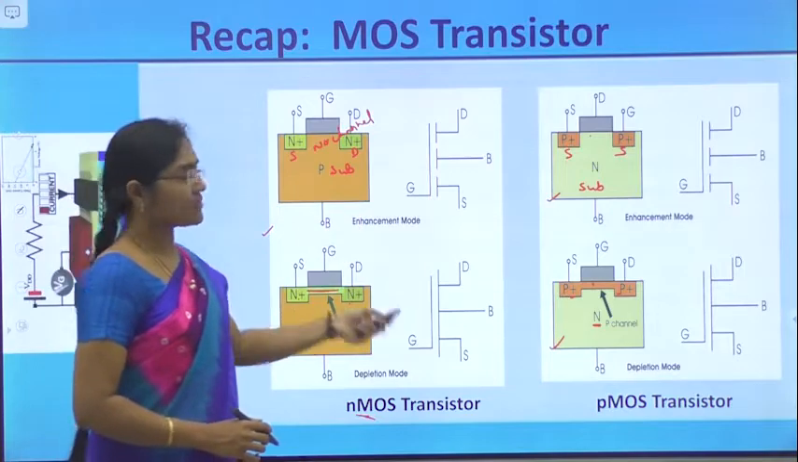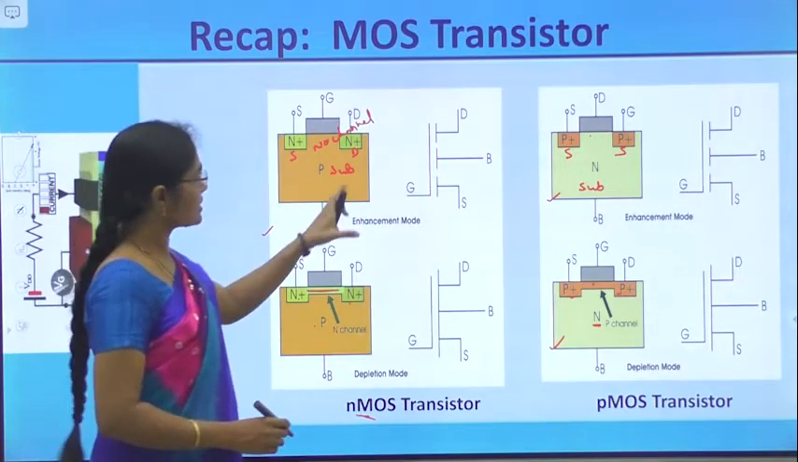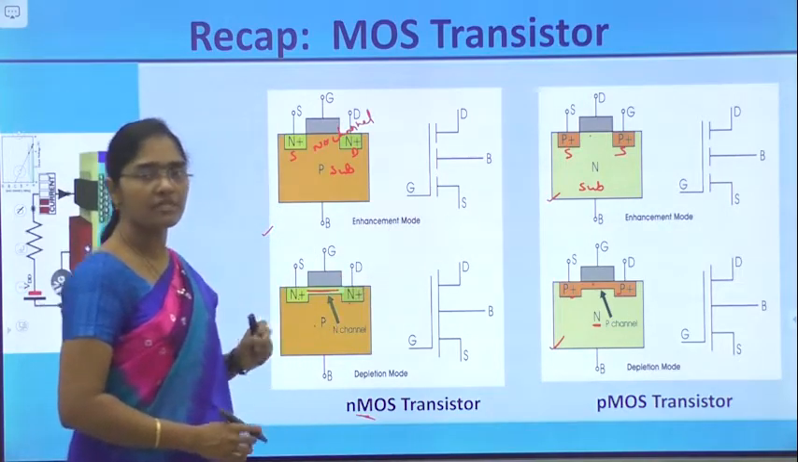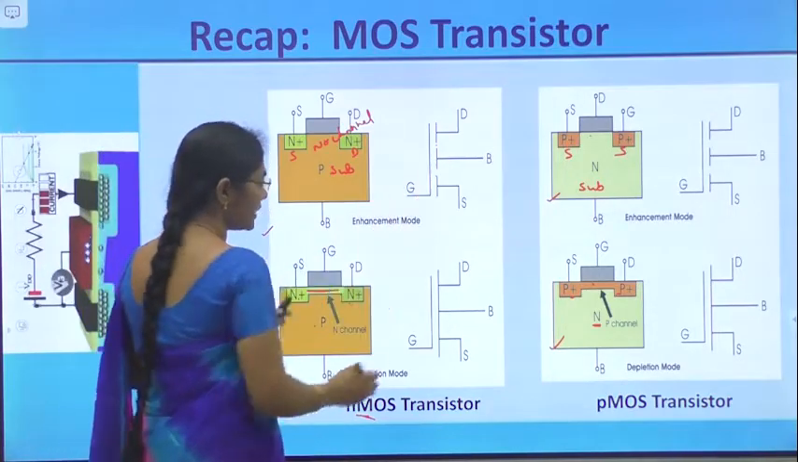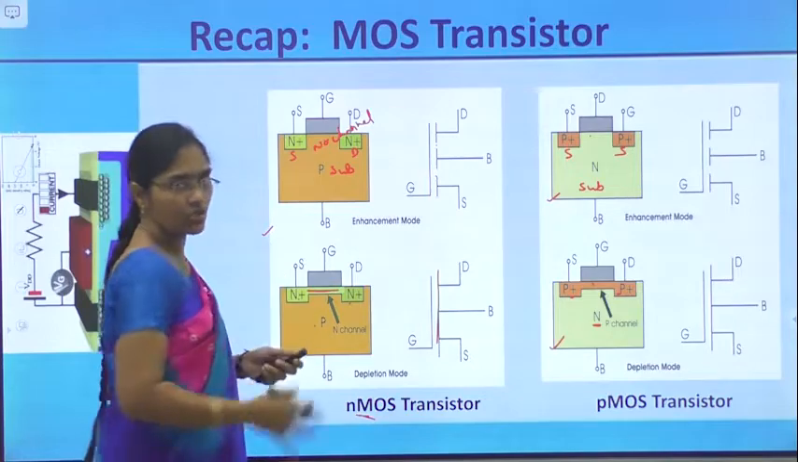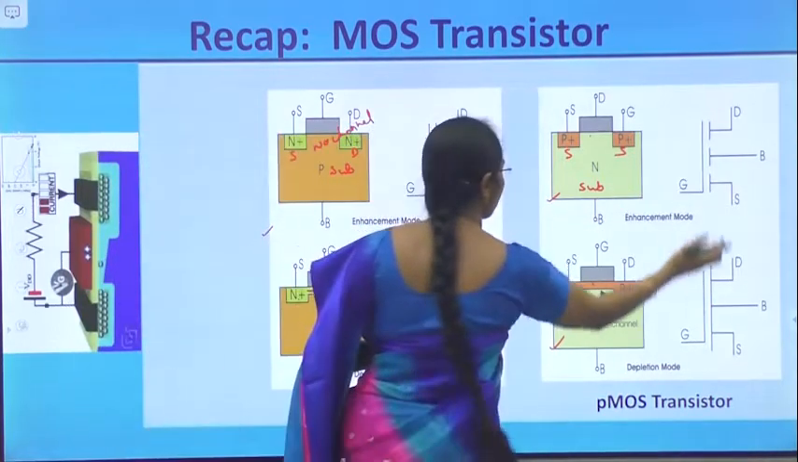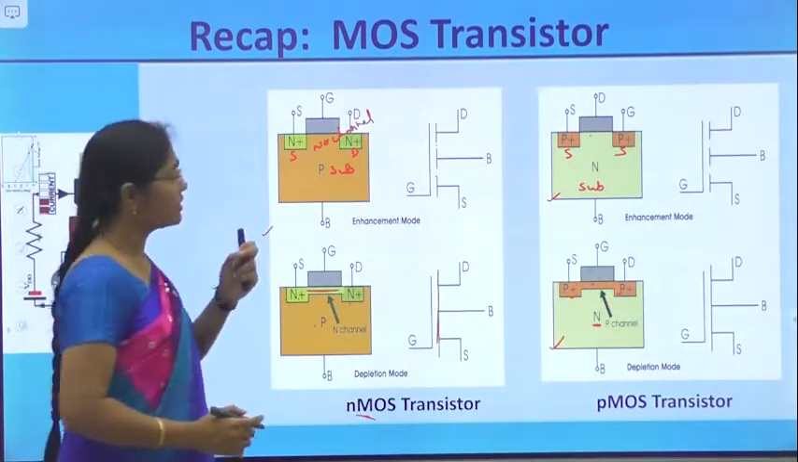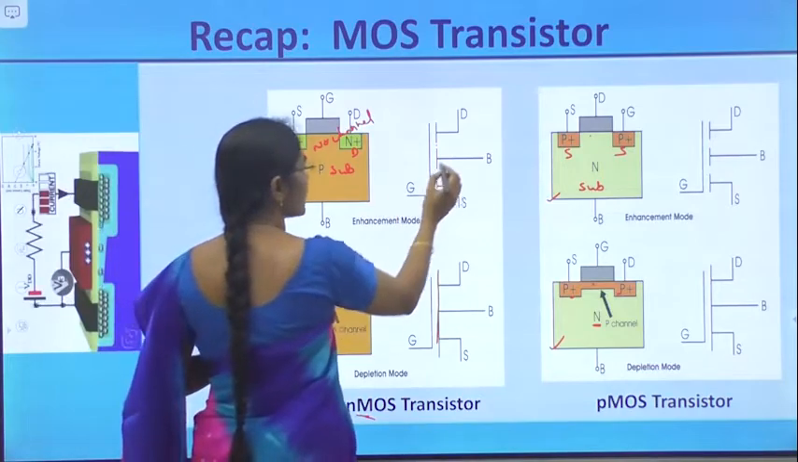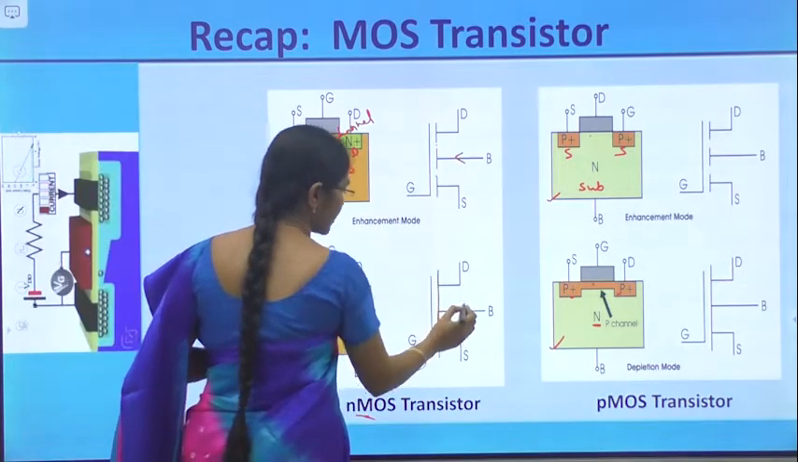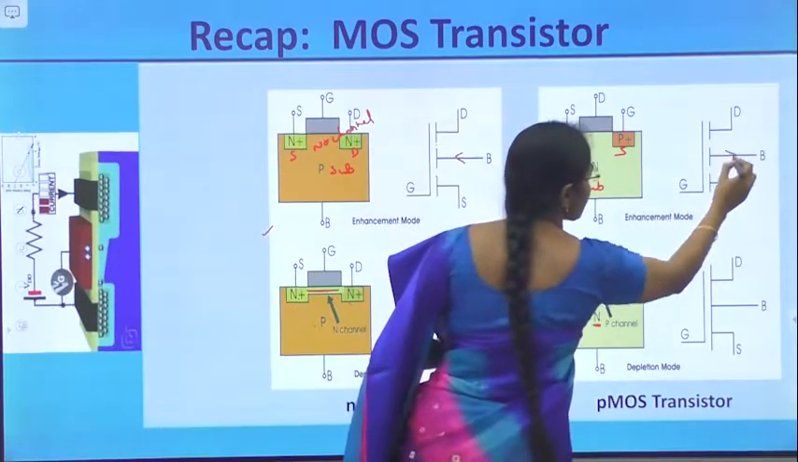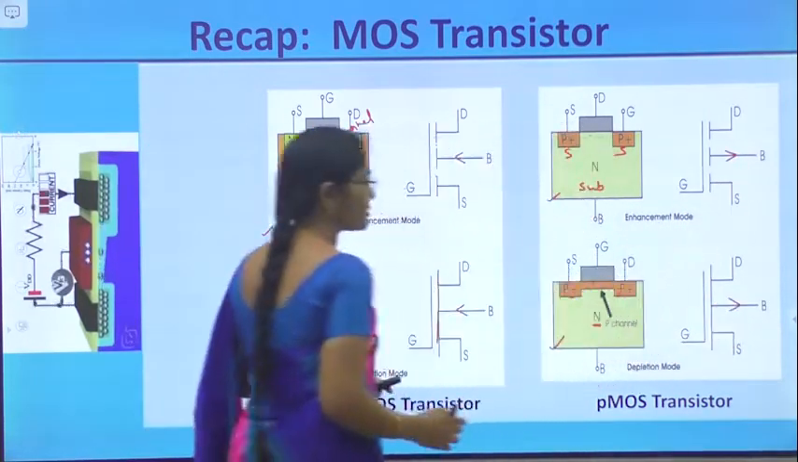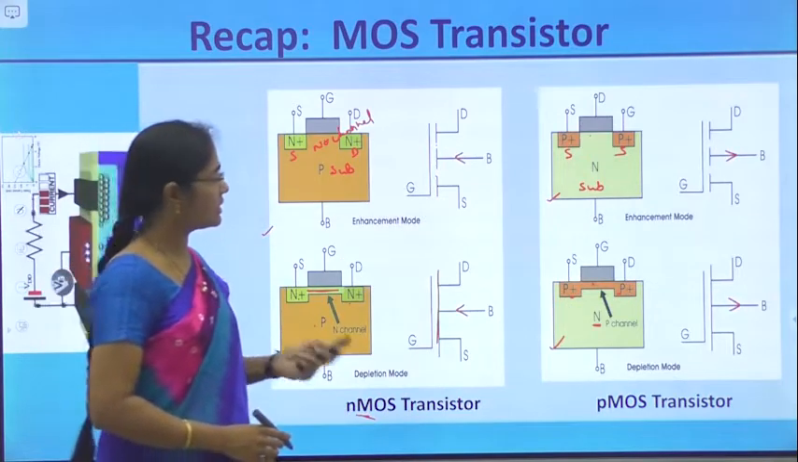The symbols which we have seen in the last lecture are these, related to the nMOS and pMOS for enhancement and depletion. Here enhancement shows the broken line, depletion shows the solid line, similarly here also. And the current is shown with the help of the direction: for the nMOS transistor this is the direction and for the pMOS transistor this is the direction. We have seen all these in the last lecture.